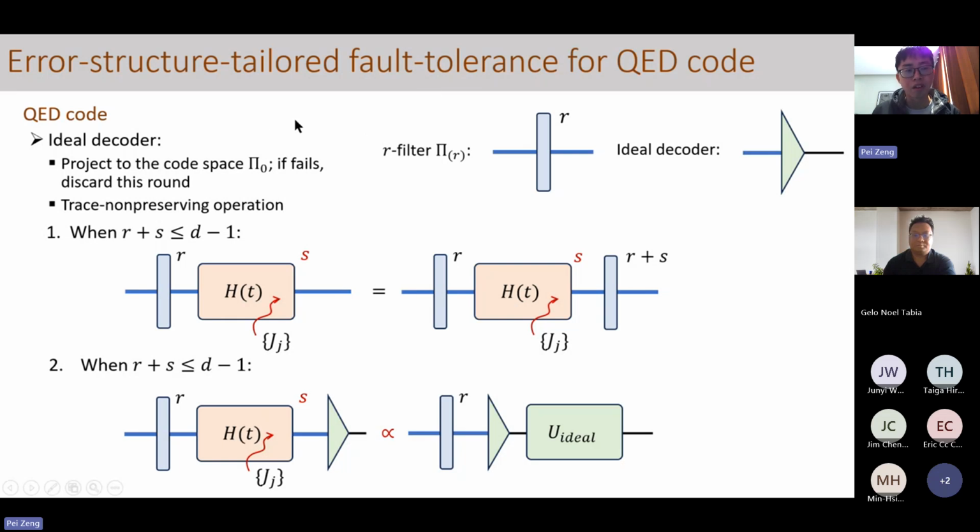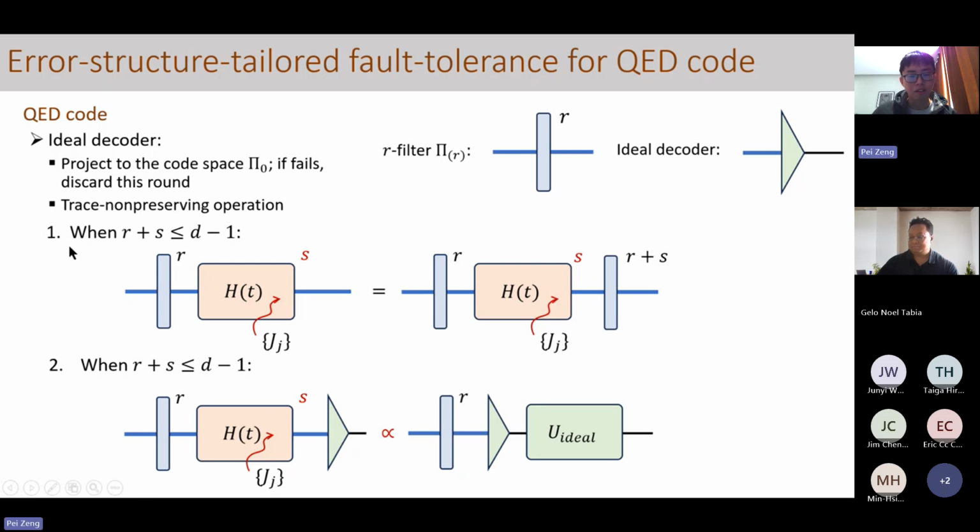So you first prepare some resource state using some QED codes. I will also slightly modify the definition. For the QED code, the major difference is that the ideal decoder is not error correction anymore. It becomes a projection to the code space. If it fails, we will not perform error correction. We will just discard this run. This is the ideal decoder for the QED code.